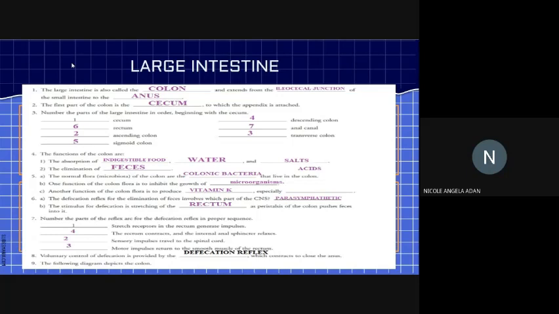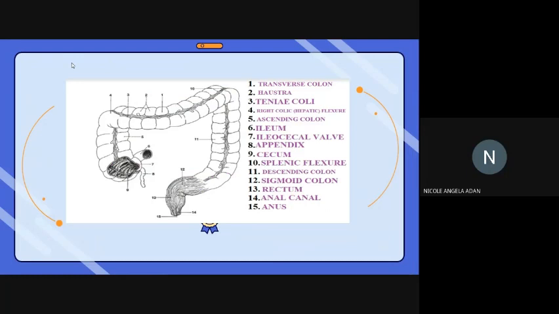Number eight, voluntary control of the defecation is provided by the defecation reflex which contracts to close the anus. Number 9. Following the diagram depicts the colon. Number 1, we have transverse colon. Number 2, we have haustra. Number 3, taenia coli. Number 4, right colic or hepatic flexure.